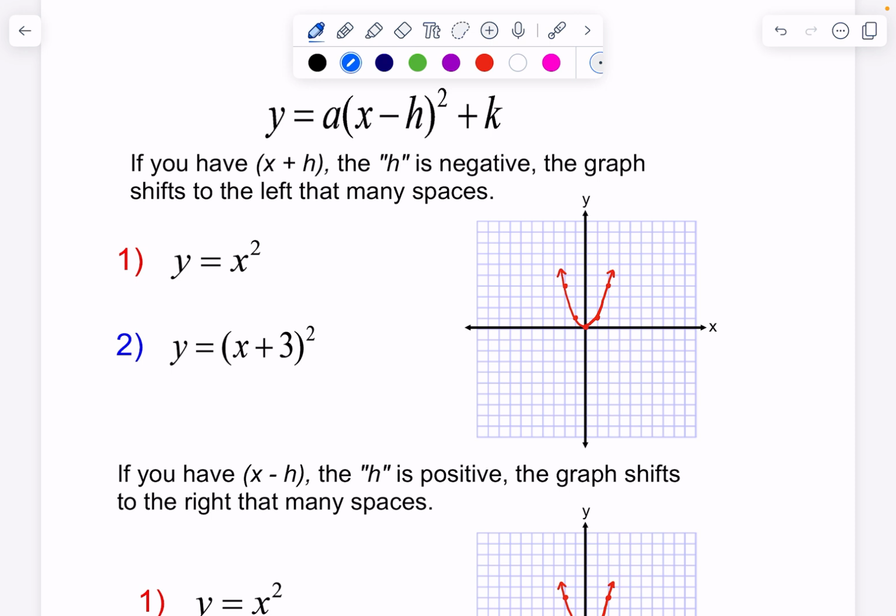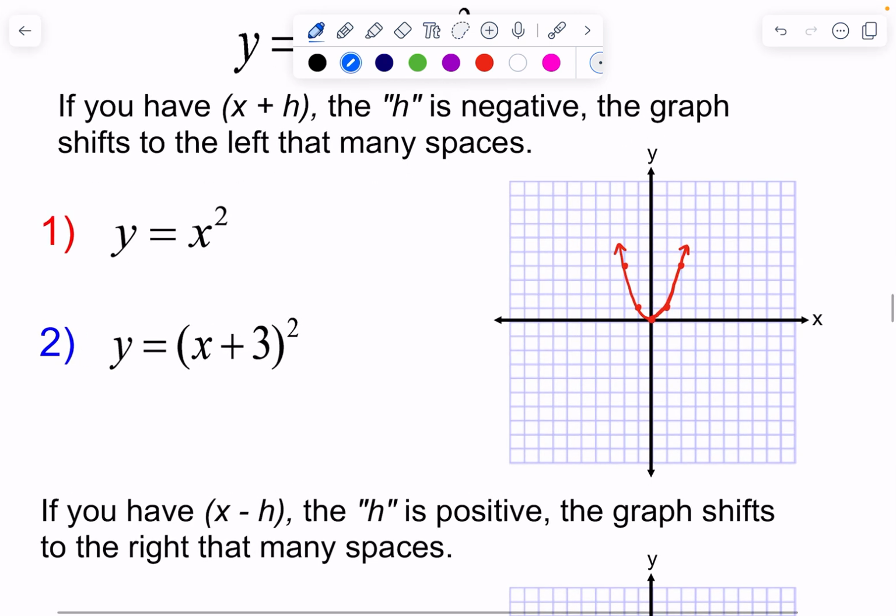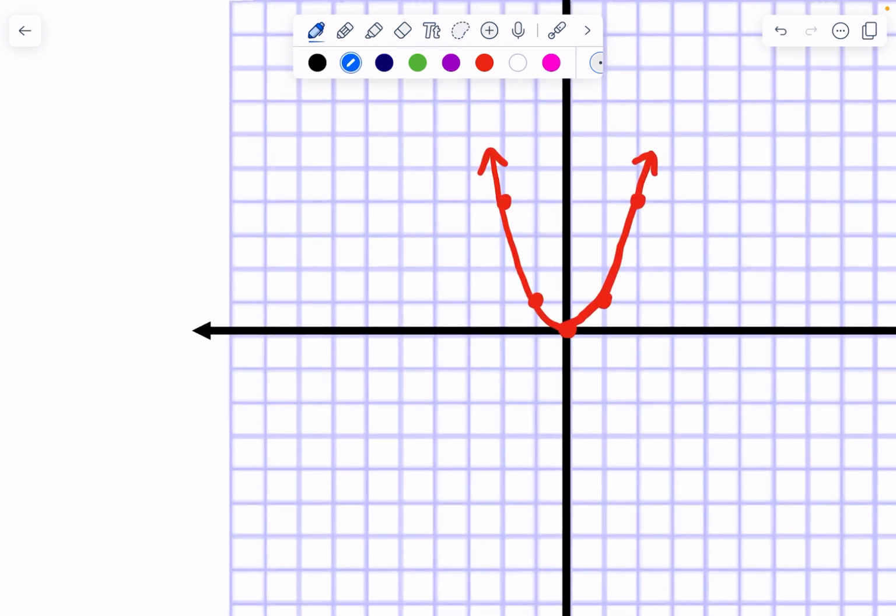So literally, if I have my parent here in red, if I have x plus 3 squared to graph, I'm going to literally shift it 1, 2, 3 to the left. Then this point here, 1, 2, 3 to the left, and so on for each point, and that would be my new function.